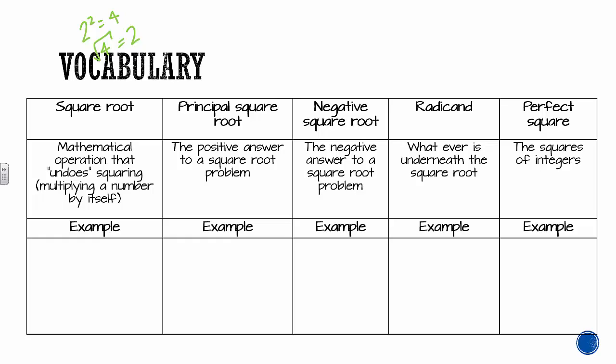And then the radicand is whatever's underneath the square root. So this symbol is called the radical, and then anything underneath is your radicand. And then a perfect square is the square of all of the integers. So it's whatever 1 squared equals, whatever 2 squared equals, whatever 3 squared equals, and so on.